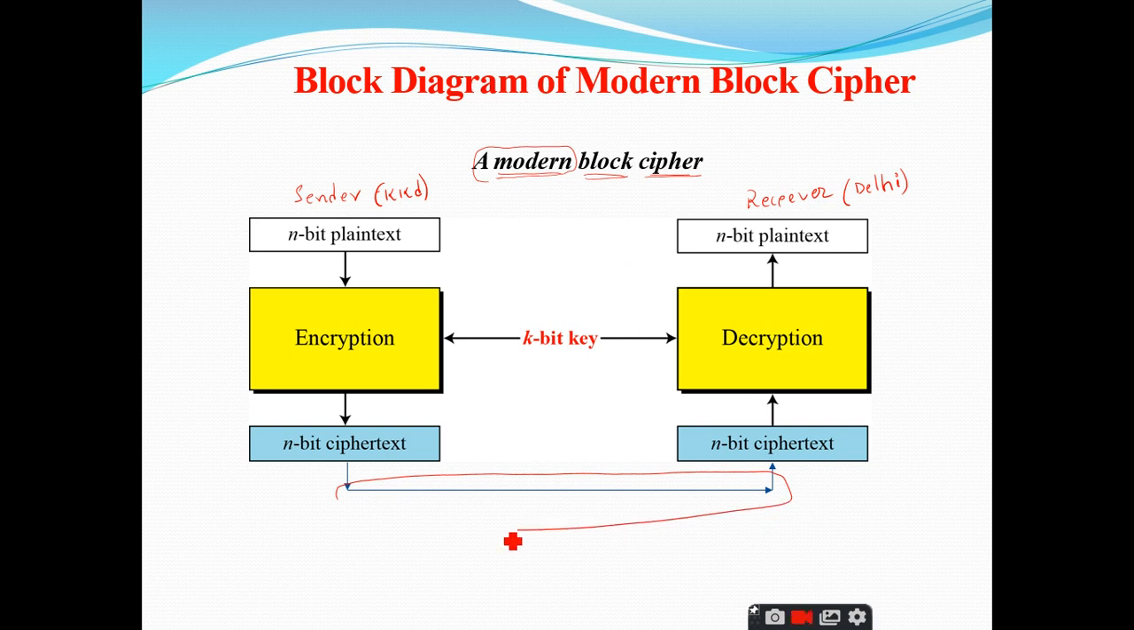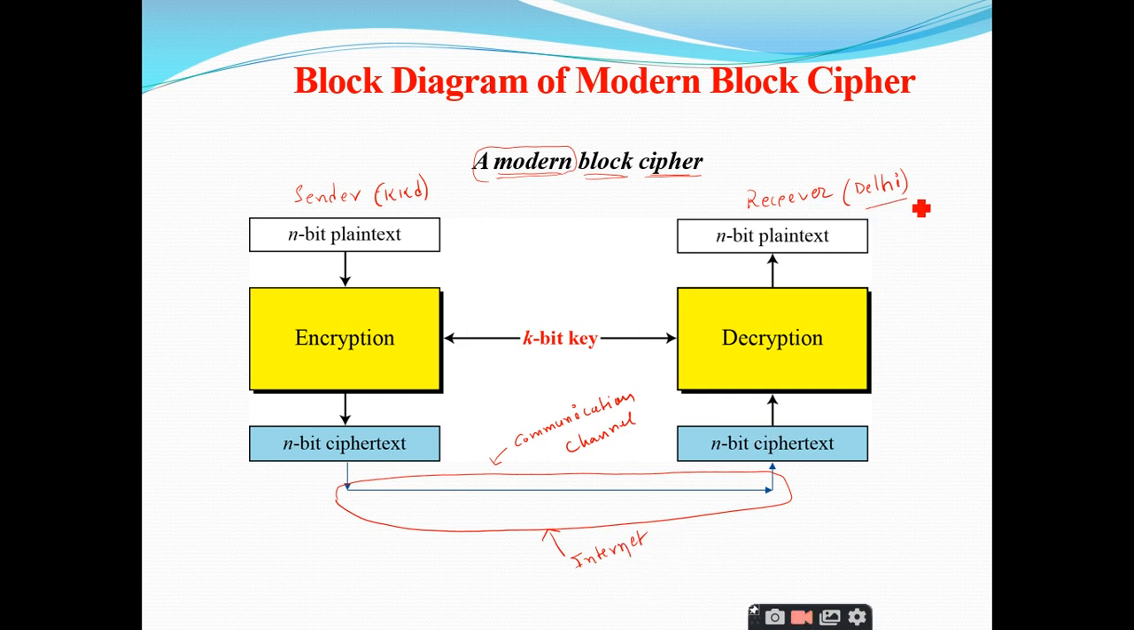So if the sender sends confidential data as plain text, how are the sender and receiver connected? What is this line called? Communication channel. Super. So what could be the communication channel? Internet, sir. Internet, right?